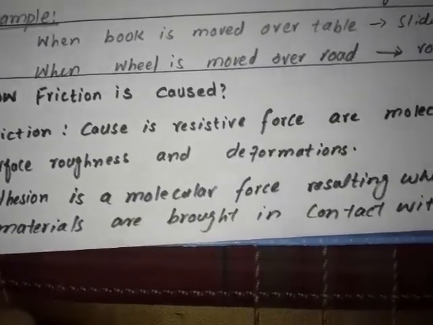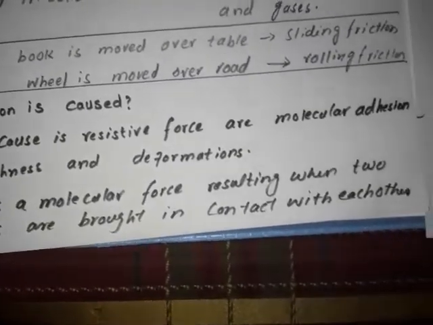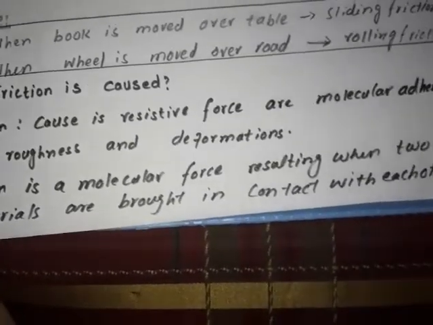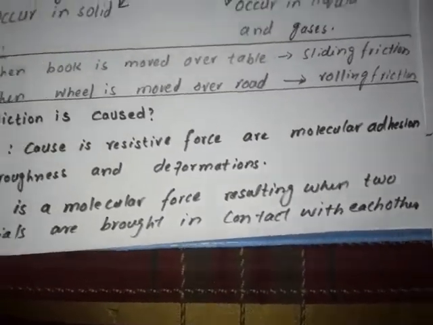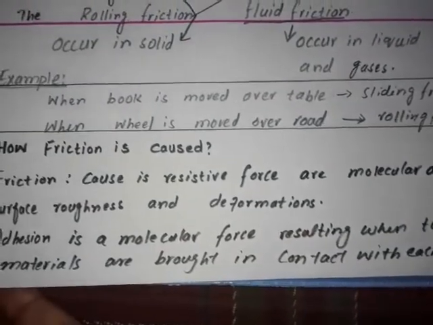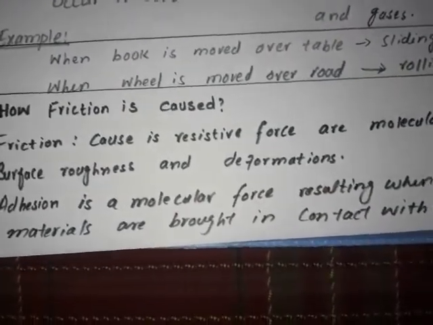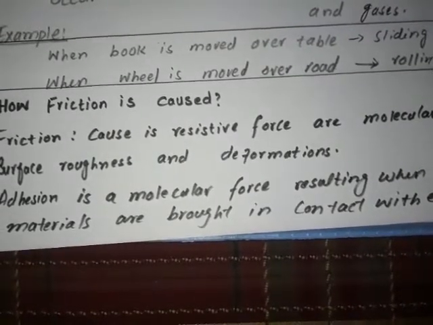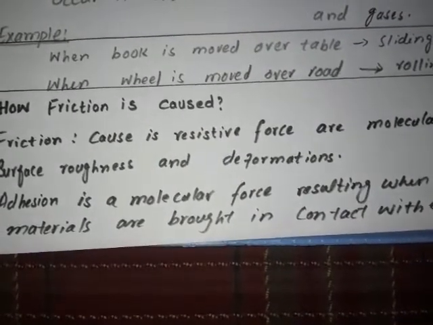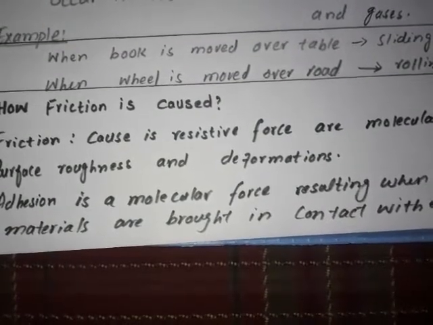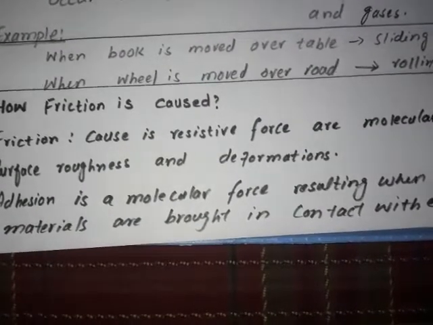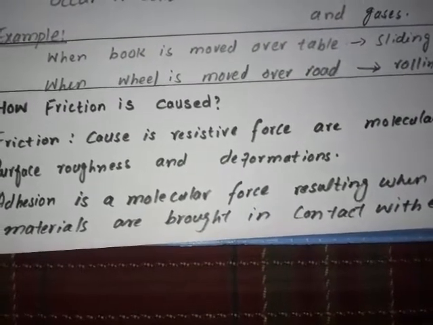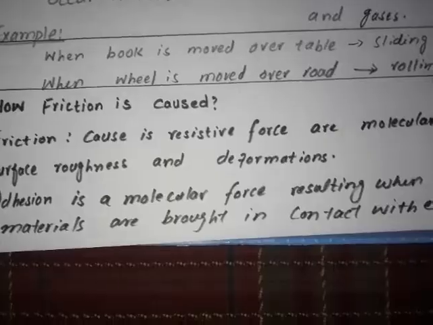Adhesion is the molecular force resulting when two materials are brought in contact with each other. This is the adhesion force, and this is how friction is caused. Sometimes friction is caused due to surface roughness, when the surface is rough, or due to deformation. Deformation means change in the shape of an object. Molecular adhesion means when the two surfaces come close in contact with each other.